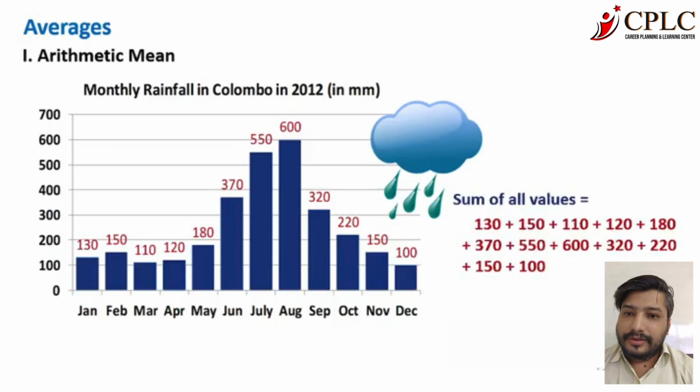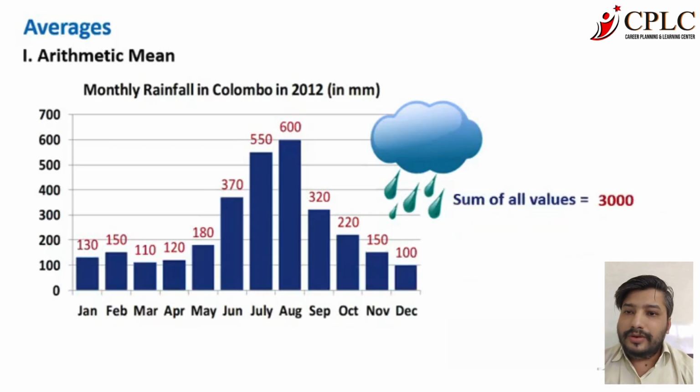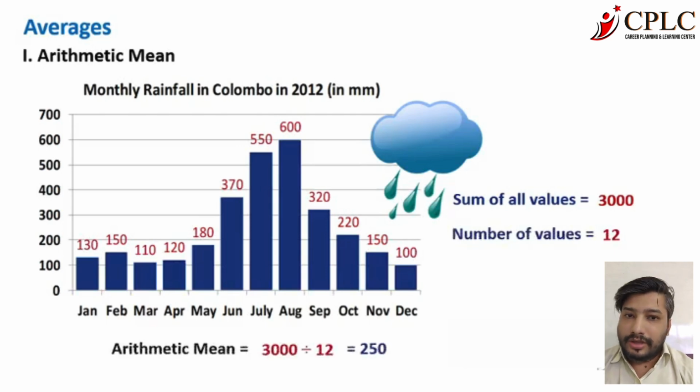So when you add them, the total turns out to be 3000, and when you divide by 12, you get the answer to be 250 millimeters. So 3000 divided by 12 gets you 250 millimeters. So that is the simple calculation.